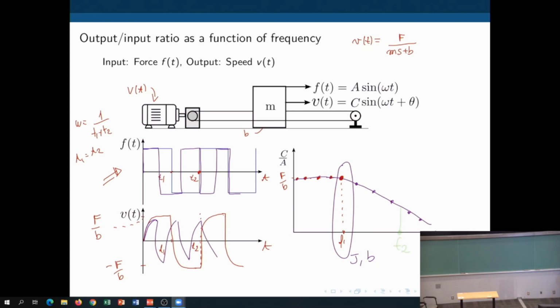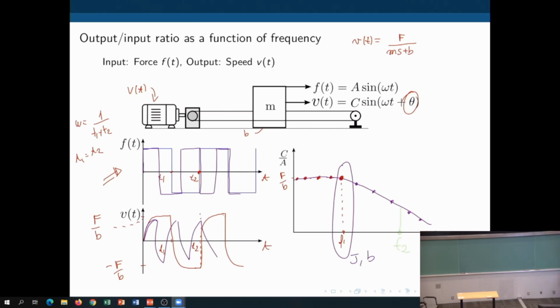Now that would be characterized by a phase added to the sinusoidal waveform in the output. Okay, so these are basically the two characteristics that are sufficient to understand how the system responds: the ratio of the input to the output, the maximum output, and the phase shift that occurs between them.